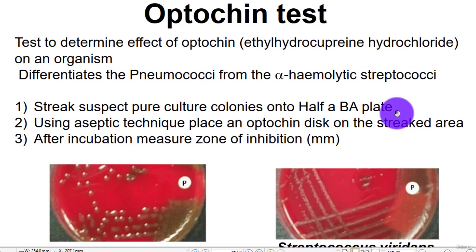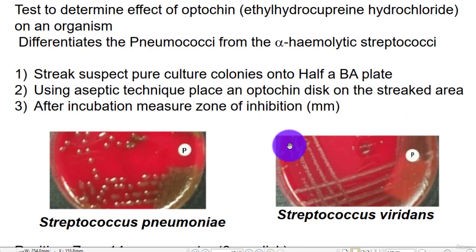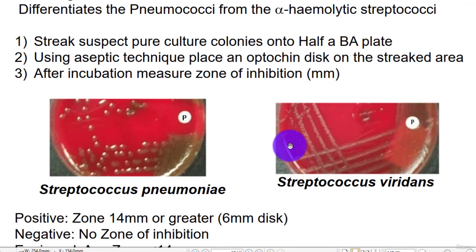Optochin test to determine the effect of optochin (ethylhydrocupreine hydrochloride) on an organism. It differentiates pneumococci from alpha hemolytic streptococci. Streak a suspect pure culture colony onto half of a blood agar plate.